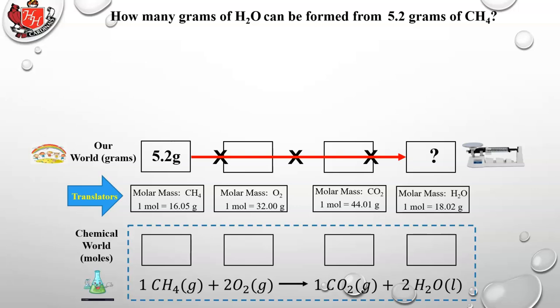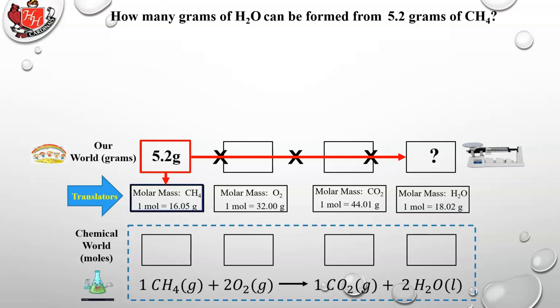So the question is, can we go directly from 5.2 grams of CH4 to some number of grams of H2O? And the answer is no. We don't have a relationship between CH4 and H2O up in grams. It just doesn't exist. You have to go down into the chemical equation, then to the right, and then up. So let's see that happen here.